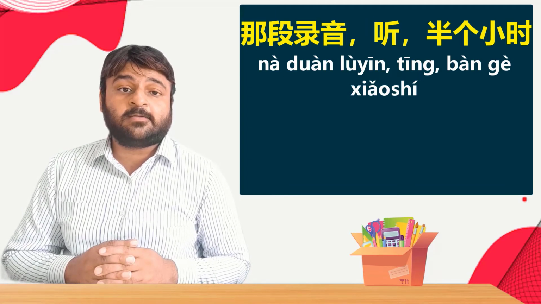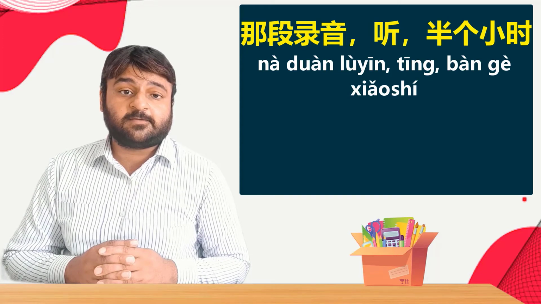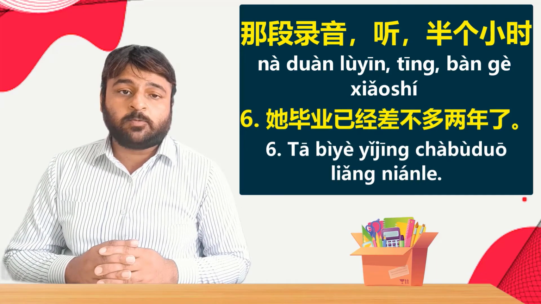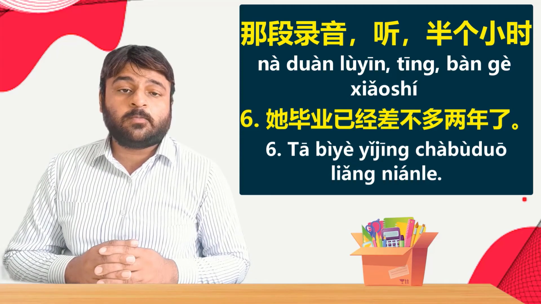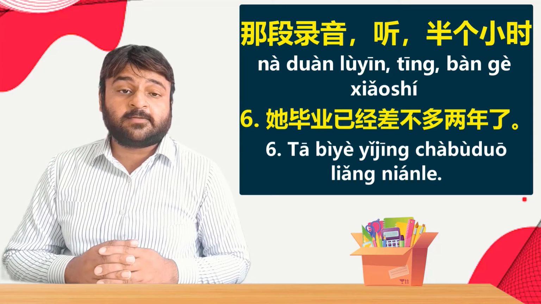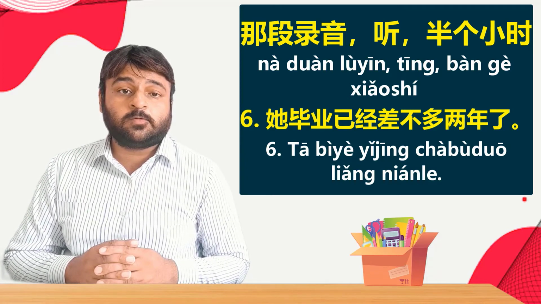Let us now look at the next sentence and further the words in the box to make replacement. Let us first read the sentence. 他毕业已经差不多2年了. 毕业 is to graduate. 差不多, more or less. 2年, 2 years. He has graduated for almost 2 years.